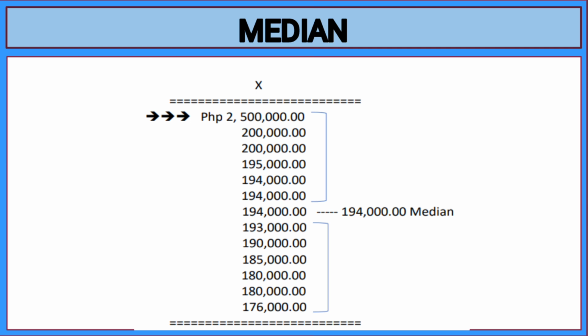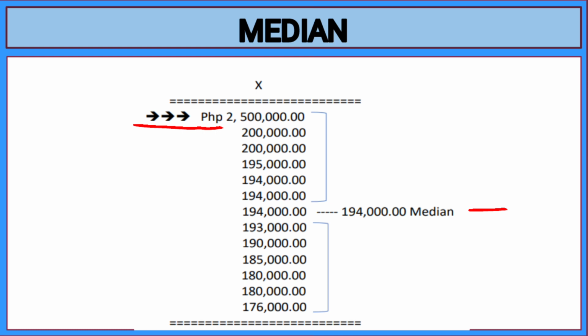So whenever the mean cannot provide centrality because of the extreme scores present, the median can be used to provide a more accurate representation. So as you observe, even with the presence of extreme scores at the high end of the distribution, which is here, the 2,500,000 pesos, the value of the median is still undisturbed. It is still 194,000 pesos.